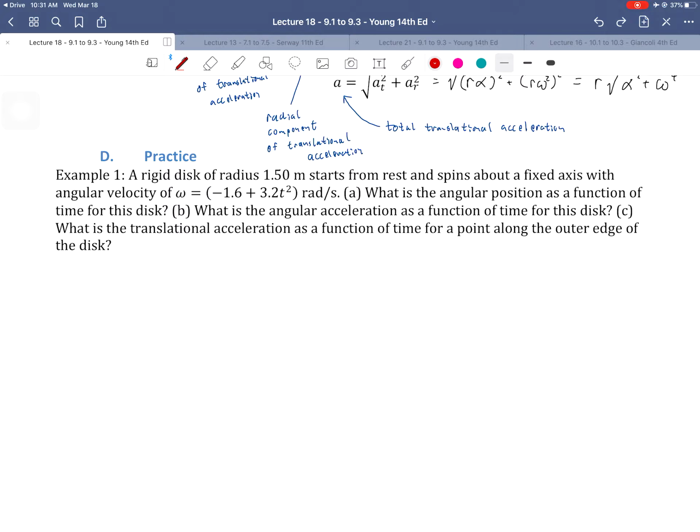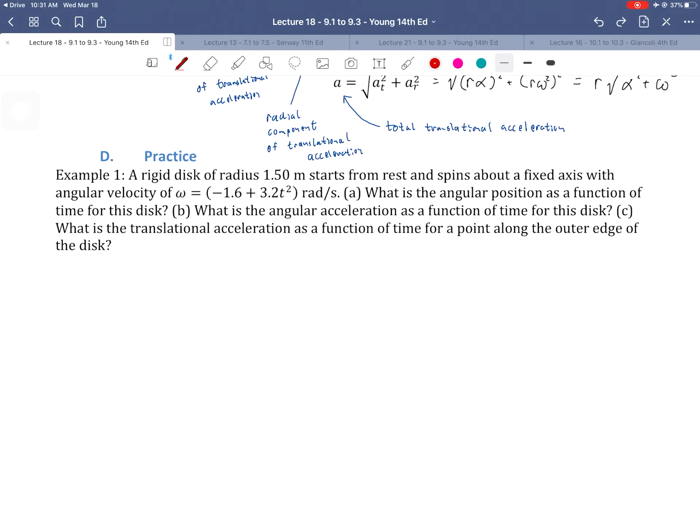So in example 1, we have a rigid disk of a known radius of 1.5 meters that starts from rest and spins about a fixed axis, right? And that's going to be the case of all our rotating objects. Its angular velocity is given as the following time-dependent equation. And then we're asked, what is the angular position as a function of time for the disk? And what is the angular acceleration as a function of time for the disk in part B? And then finally for part C, what is the translational acceleration as a function of time for a point along the outer edge of the disk?